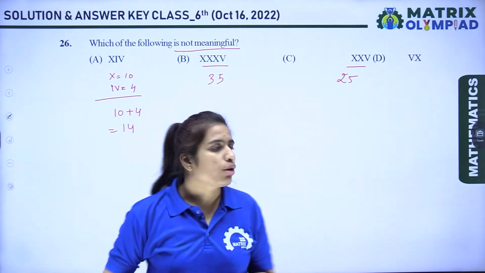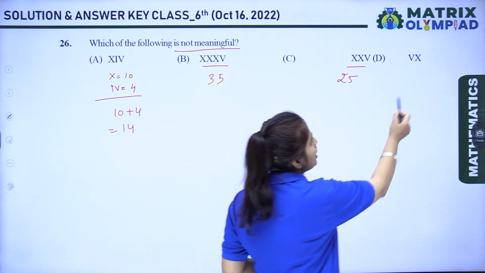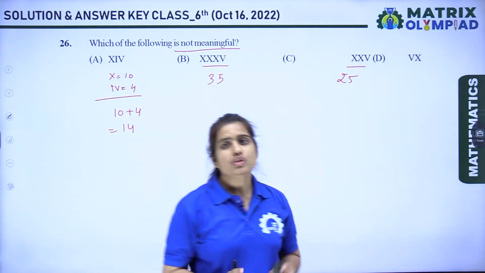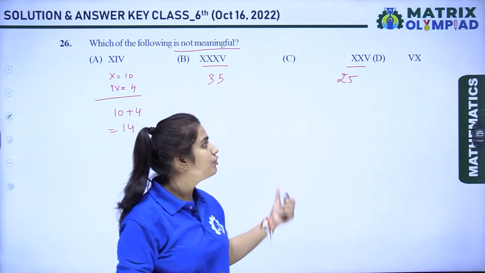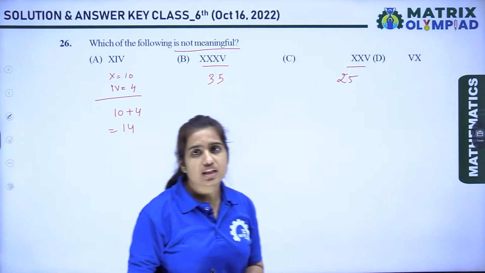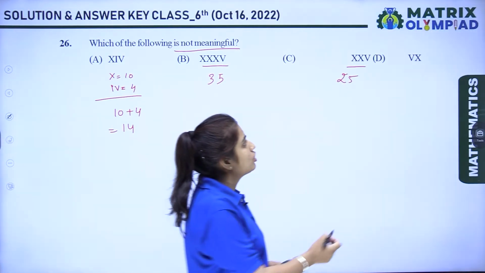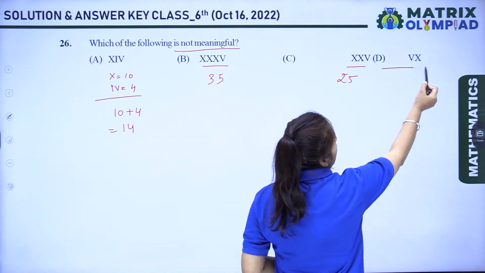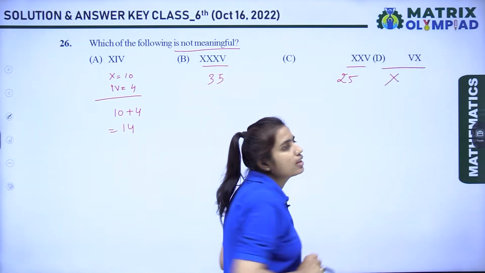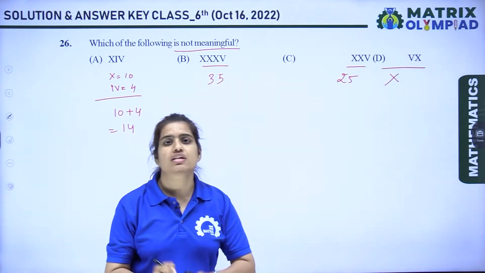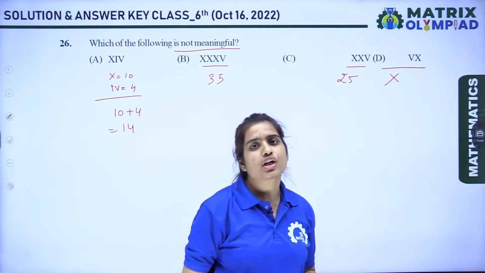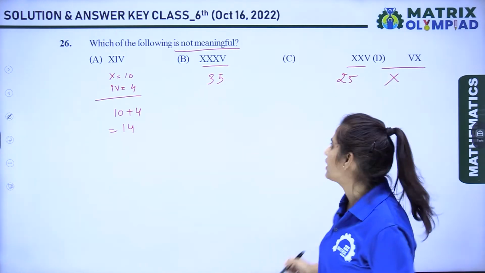Now, the last option, that is VX. So, the rule says that the symbols V, L and D can never be on the left side of a greater number. So, option D is not correct, or you can say that it is not meaningful. So, according to the question, option D is the correct answer.